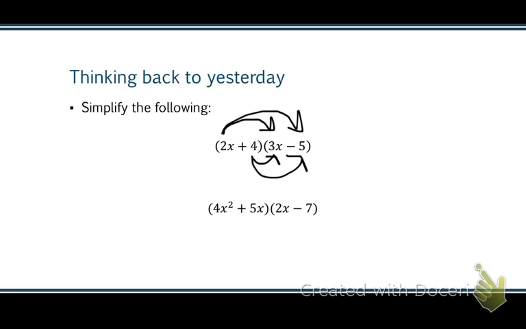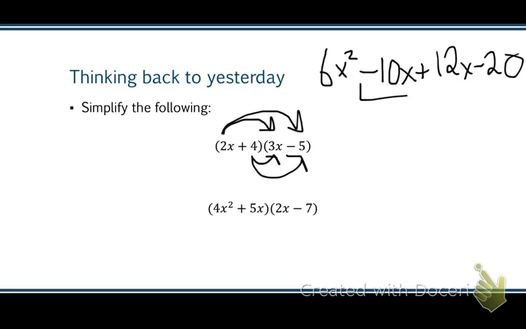Alright, and so when I do that, I will get 6x squared minus 10x plus 12x minus 20. And then I have to combine my like terms, so my final answer would be 6x squared plus 2x minus 20.